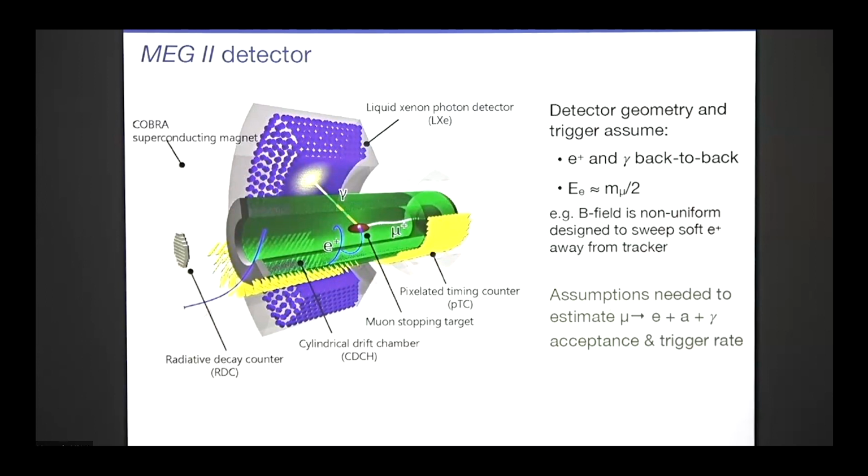Specifically, the B field here is non-uniform, and it's designed to sweep away positrons which are substantially less than half the muon mass. So any extra particle you're attaching will come at a huge cost in acceptance. Specifically, if you're trying to radiate a photon off the electron, it's going to like to be collinear in the standard model, which is the opposite of what this detector would like to see. This is of course complicated to model for us, so we have to make some assumptions, as I'll try to clarify, in terms of what this detector could do for this type of signal.